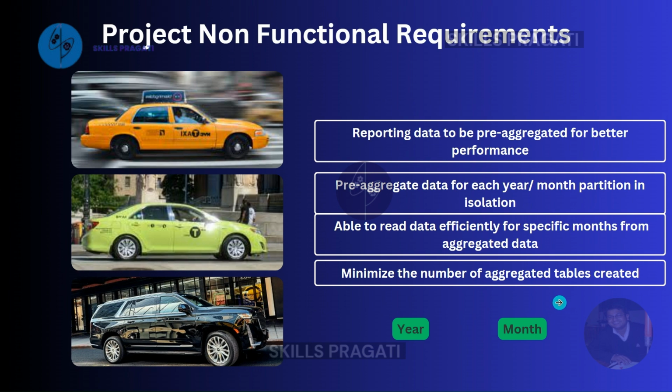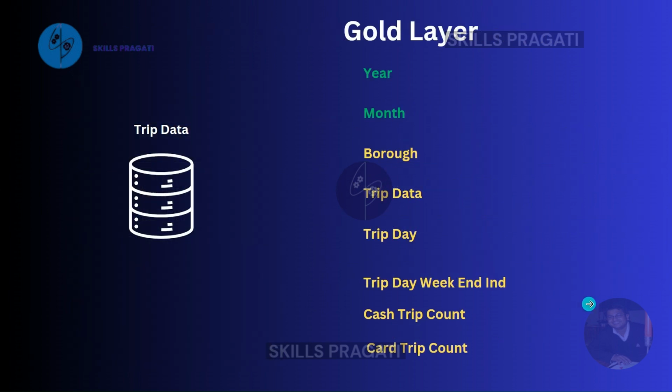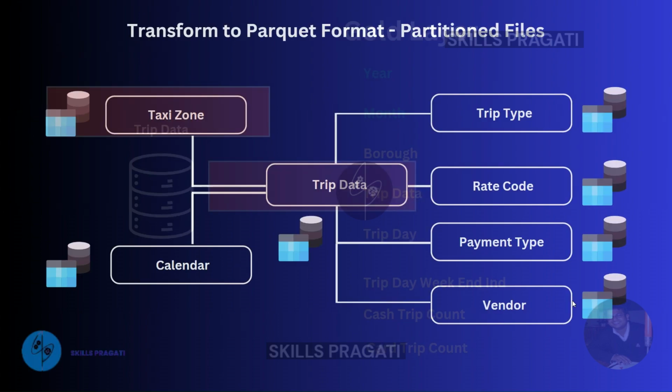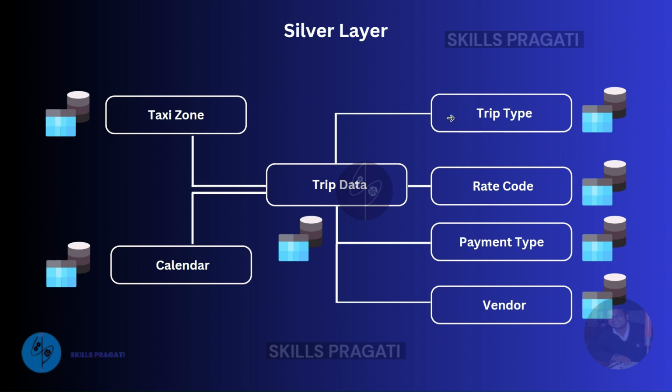With this information, we can define our gold table or the file with the columns listed here, which will be a year and month that is required for our non-functional requirement. And the rest of the columns here are from a business requirement. As we've seen, we'll need the trip data from the silver layer to get the trip information, taxi zone to get the borough, calendar to identify the day of the week for the trip, and payment type to identify whether the payment was made using card or cash. Let's now map these columns required in the gold layer to the silver layer.